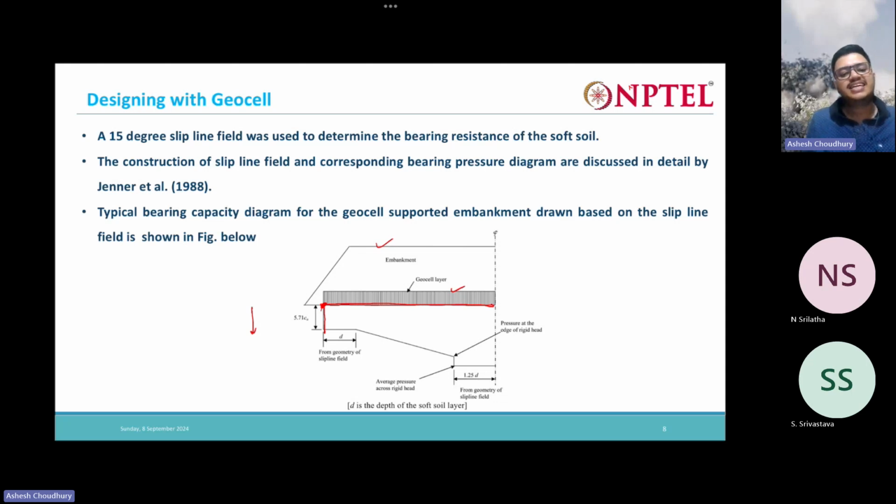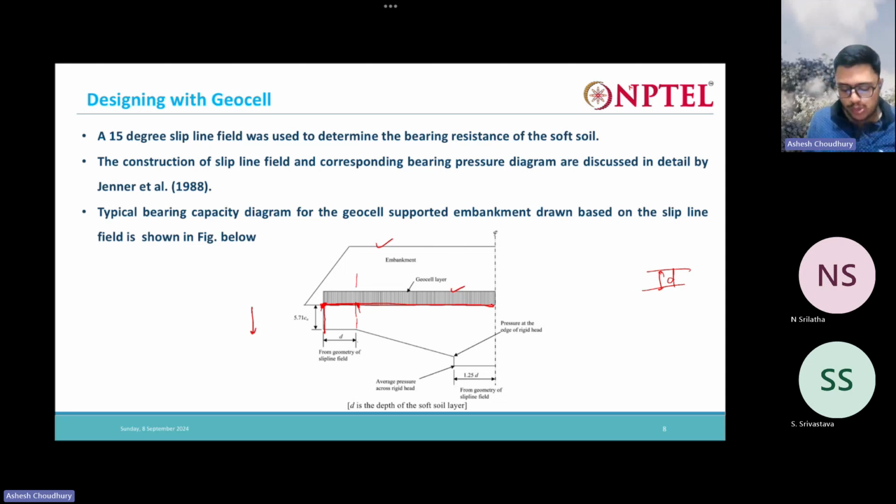Then it is considered that up to a d distance away from that point, d is nothing but the thickness of the weak foundation soil layer. So from up to this d distance from the left side, the pressure will be the same, that is equal to 5.71, right? So till this point we know what the bearing pressure is at the bottom.